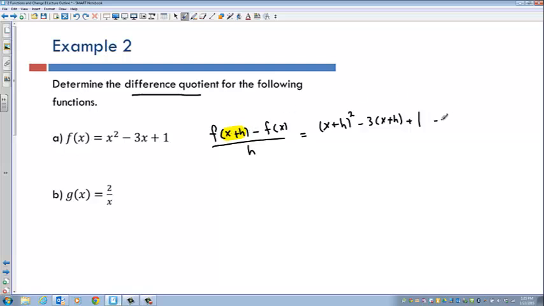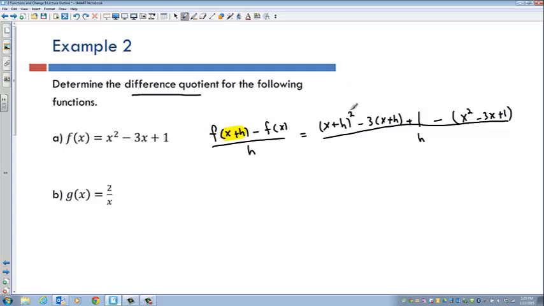And then I'll take away f of x. And so this is f of x. So I'll take away, and make sure you put parentheses around it because you're taking away the whole thing. So take away x squared minus 3x plus 1. And then that's all divided by h on the bottom. So this says this, basically.